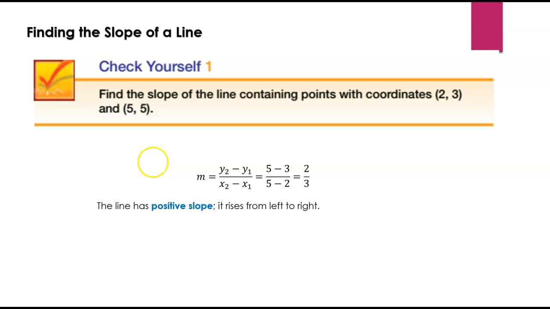Our result is this. We're going to subtract. Again, we'll call this our x2, y2, and this point 2, 3 our x1, y1. So we're going to go 5 minus 3 and 5 minus 2, which gives us 2/3. And again, this line has positive slope. We would see that if we graphed the points and drew the line, that it rises from left to right.